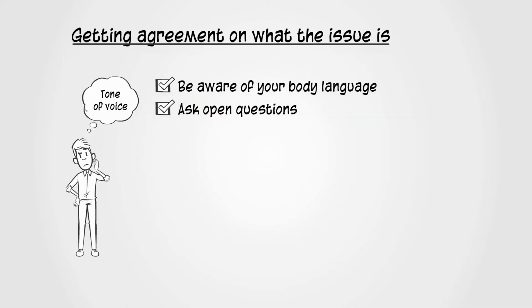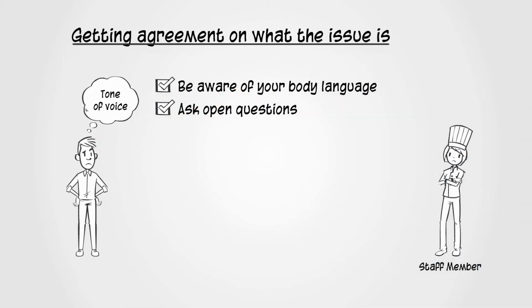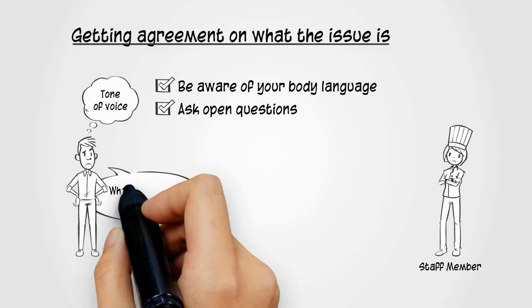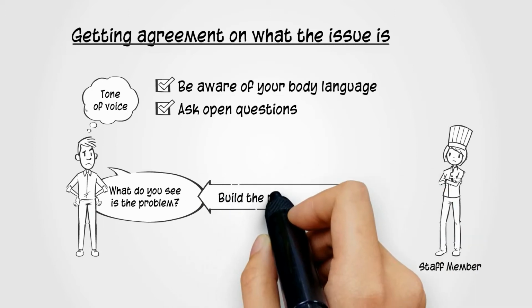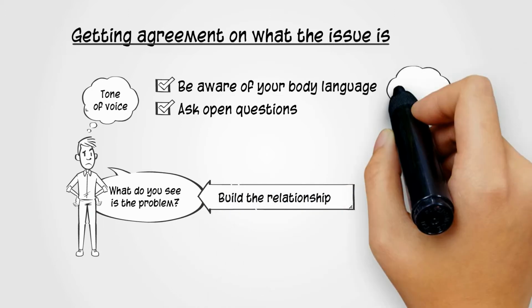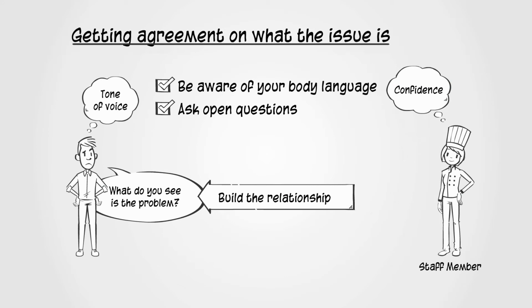For example, if you're discussing a conflict with a staff member, a good open question might be, "What do you see as the problem?" Practice the different ways you can ask this question and choose the way that is going to build the relationship with the employee and give them confidence to contribute to solve the problem and will let them tell their side of the story.